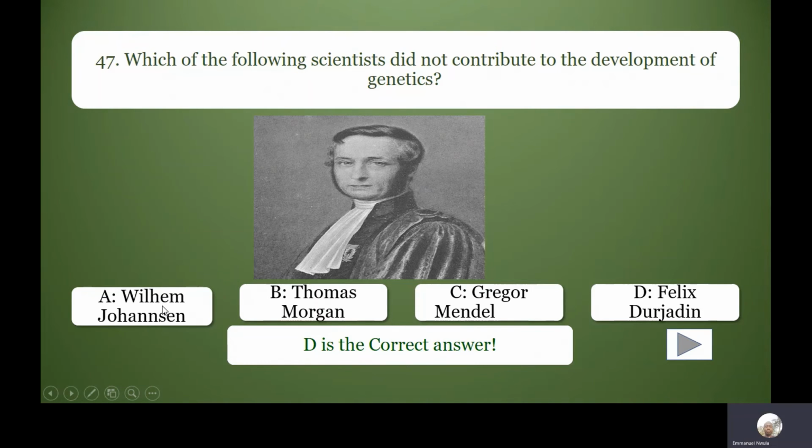Wilhelm Johansen was a geneticist. The same with Thomas Morgan. Of course, I've mentioned Gregor Mendel. Johansen was the one that distinguished between phenotypes and genotypes. And of course, Thomas Morgan was the one that explained how chromosomes are involved in heredity. So D is the correct option here. Dujardin was not involved in genetics.